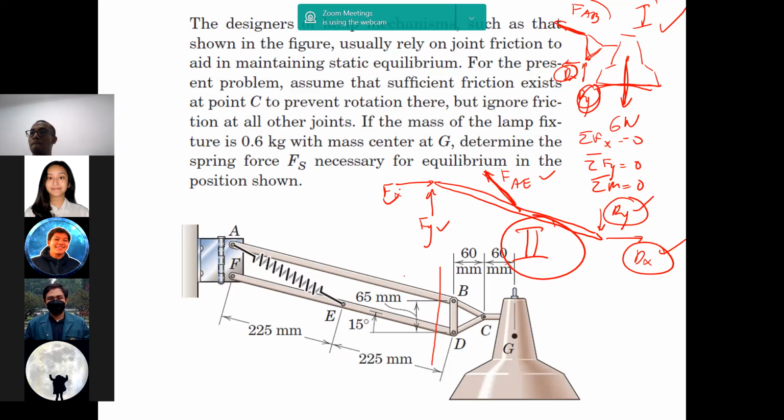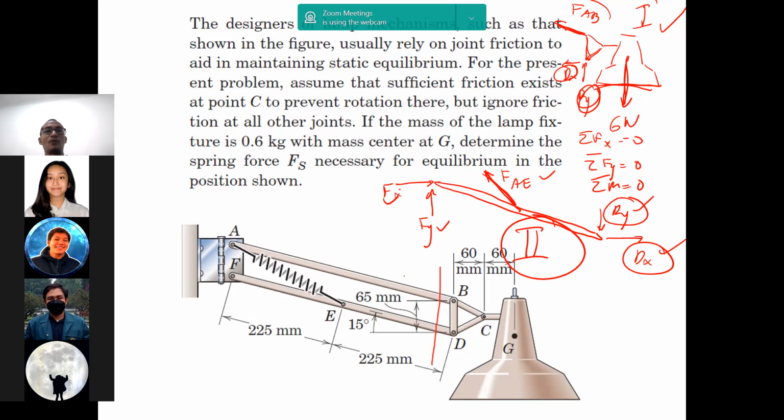Kebayang nggak, Raka? Oh iya, Pak, kebayang. Jadi untuk kasus frame ya, kita tidak bisa pakai metode potongan biasanya. Kecenderungannya tidak bisa karena banyak sekali batang-batang non 2 gaya di sana. Potongan itu hanya bisa dikenakan di batang-batang 2 gaya saja. Oke, jadi kita tidak bisa pakai metode potongan.